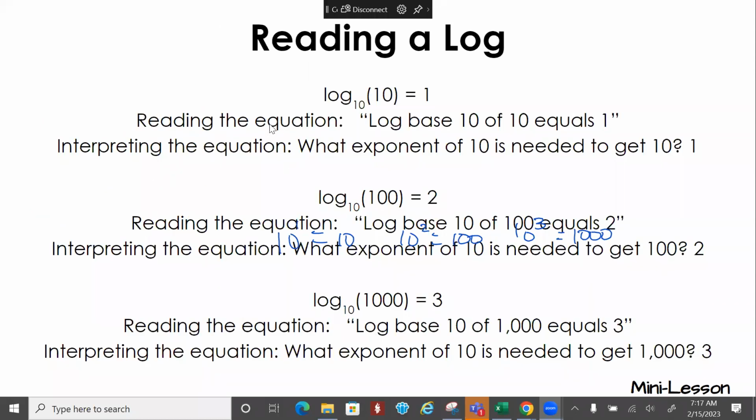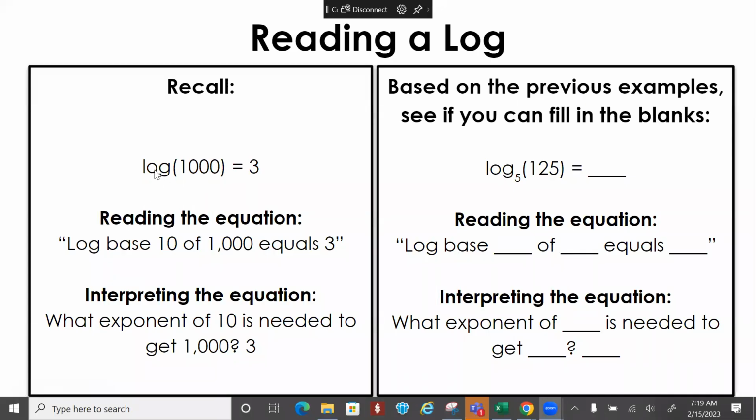So reading the equation, log base 10 of 10 equals 1. Interpreting the equation, what exponent of 10 is needed to get 10? We've already established that 10 to the first would give me 10, 10 to the second would give me 100, and 10 to the third would give me 1,000. Right here, we've got log of 1,000 equals 3. Reading the equation, we have log base 10 of 1,000 equals 3. What exponent of 10 is needed to get to 1,000? 3.